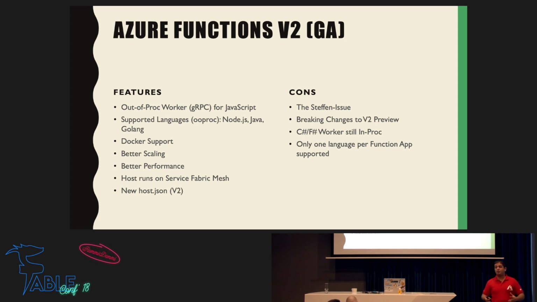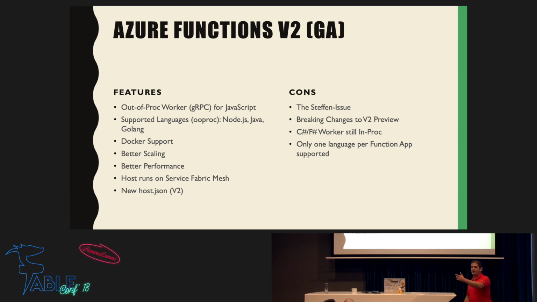But we got a lot of other cool things in v2 GA. So we got out-of-proc workers for JavaScript, Node.js, Java, and Golang. So we have workers that are running out of the process, that aren't tasks anymore, but real processes. And we can scale those much, much better than within one environment.